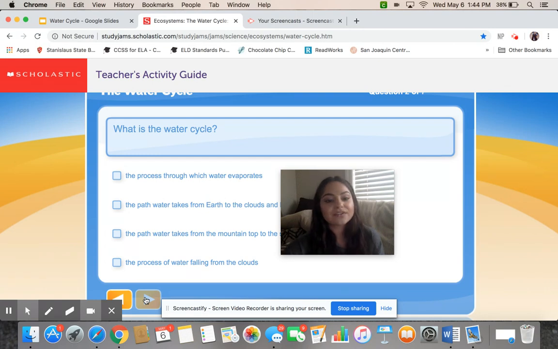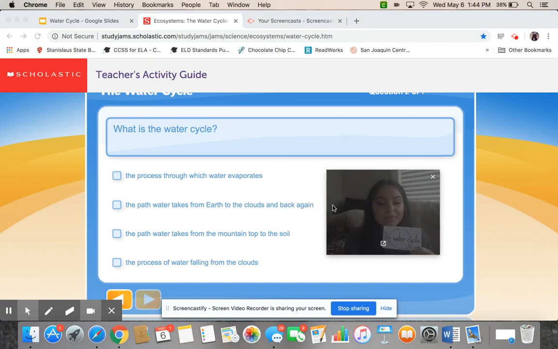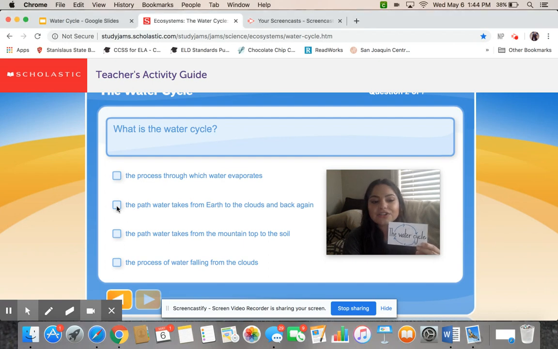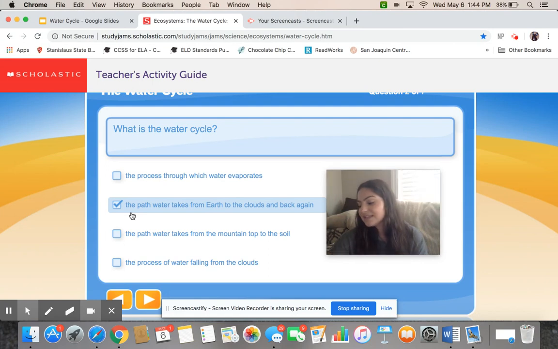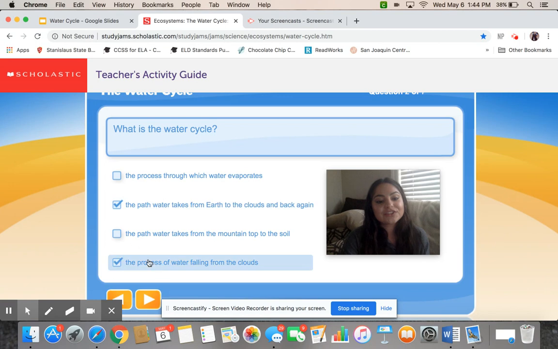What is the water cycle? The path water takes from Earth to the clouds and back. So it's not the process of water evaporating, that is just one process within the water cycle. The path water takes from the mountaintops to the soil, no. The process of water falling from the clouds, part of it, but the best answer is the path water takes from Earth to the clouds and back again, because as all of our pictures show, it is a constant rotation. So it's not just going up, it's coming down as well.